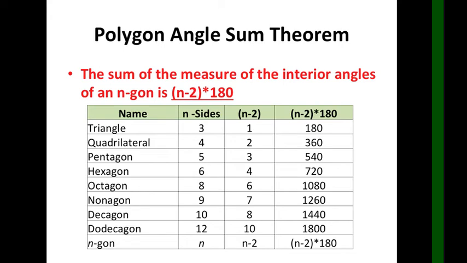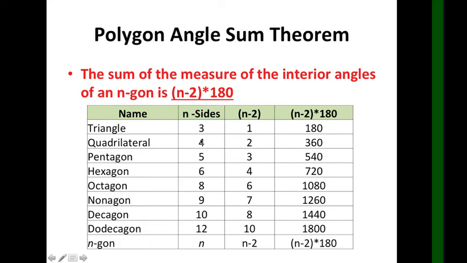Polygon angle sum theorem. So, let's talk about this theorem. A polygon has a sum. You can get the sum of the interior angles, or the sum of the angles inside a polygon. For 3 sides or a triangle, the formula is n minus 2 times 180. So, 3 minus 2 is 1 times 180 is equal to 180. Therefore, the total measurement of the angles in a triangle is 180.